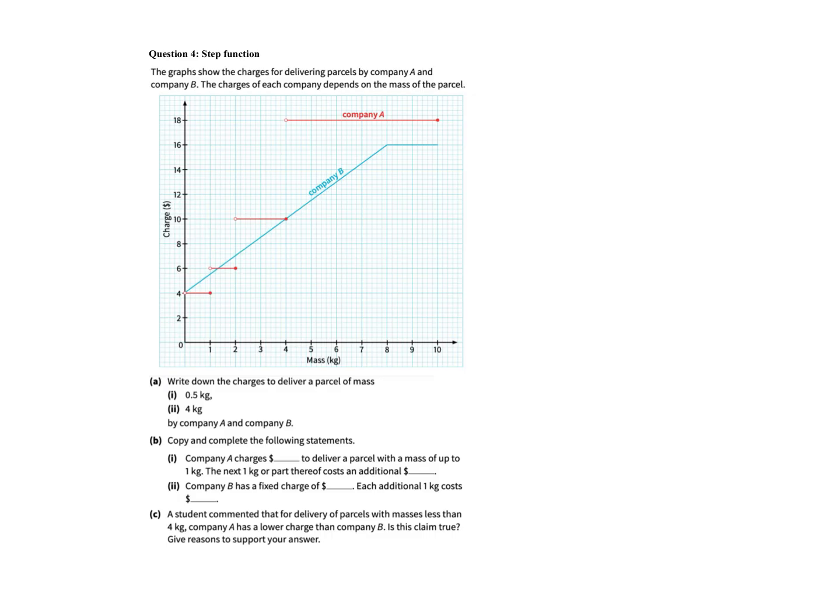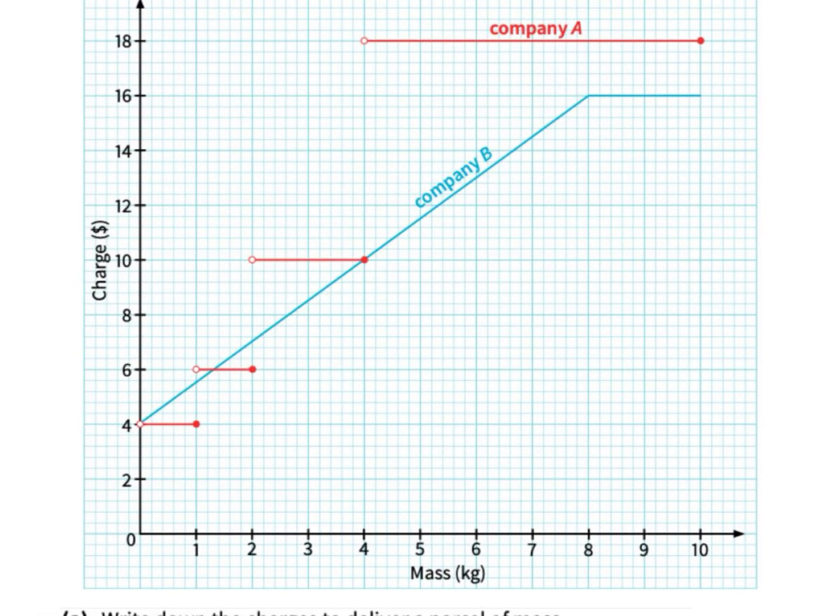Okay, when you see a step function and you zoom in, you see a shaded dot. So that means at this point it is a 1. But this is the excluded point. So your mass equals 1, we take the charge to be $4 at this point, not $6. But if you go anywhere heavier than 1 kg, let's say 1.2, then you take the charge of $6 already. You move up to the next rank.